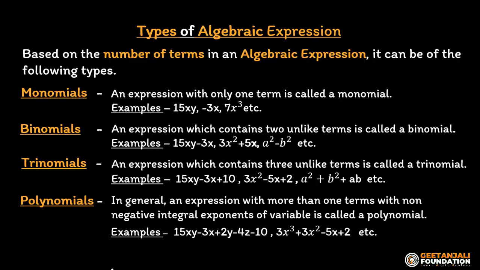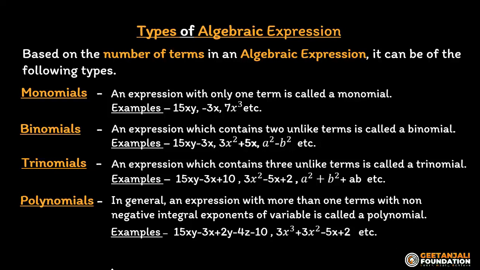Types of algebraic expressions. Here is a quick recap of important definitions and rules which you should know before moving to multiplication. But if you are following the sequence of videos on algebraic expressions, you may skip this part and directly move to multiplication of monomials. So first of all, based on the number of terms in an algebraic expression, it can be of the following types: monomials, polynomials, binomials, trinomials.